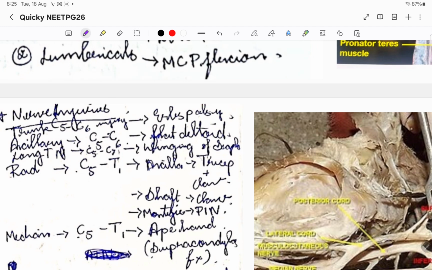Then moving down, if it is C5 C7, it is gonna be winging of scapula. Where do we see winging of scapula? In the long thoracic nerve damage. Exactly in MRM, right? What is MRM? Modified radical mastectomy, the breast surgeries. You would have seen this in your final year exams, final year case, viva, they would have definitely asked this question: while doing MRM, what is the nerve that will be damaged and what will be the presentation?